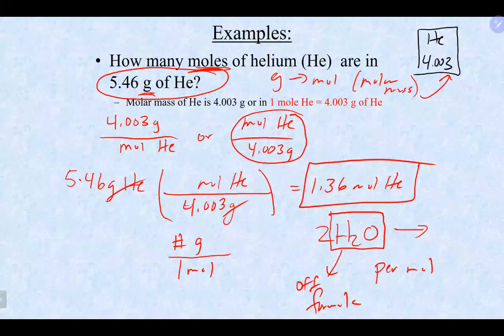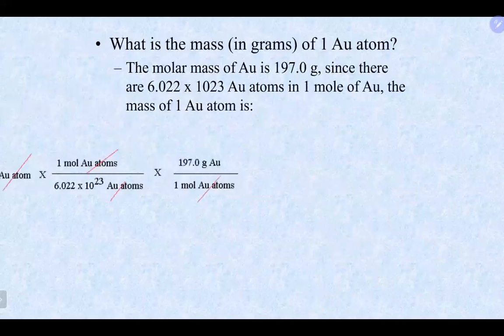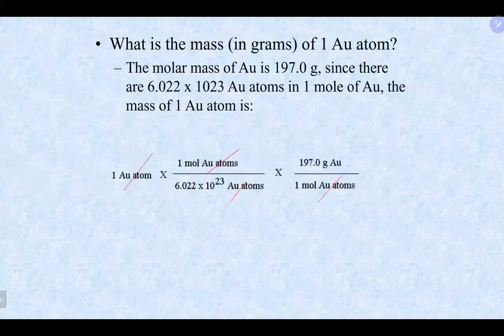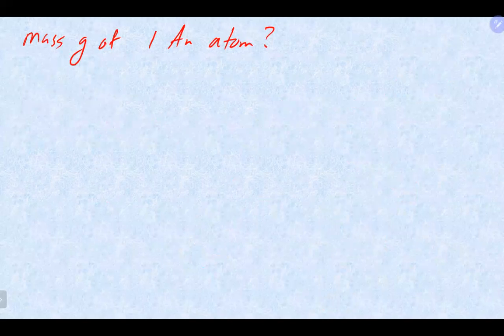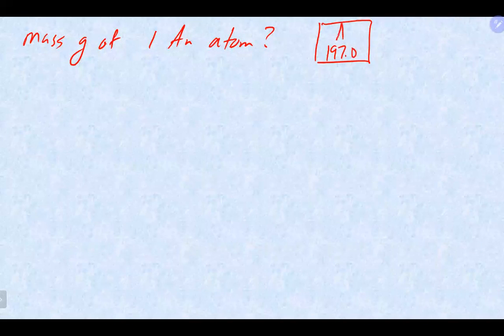Other questions? Okay. So I'm going to try another one here. Let's try, what is the mass in grams of 1 gold atom, which I think is what it says there. So why don't you give that a go? Gold on the periodic table, 197, we'll call it. All right, so see what you come up with.